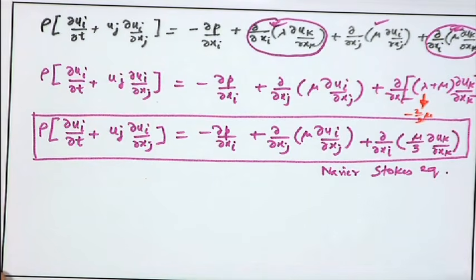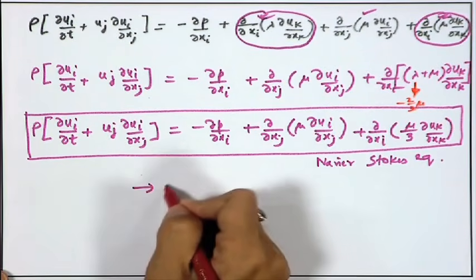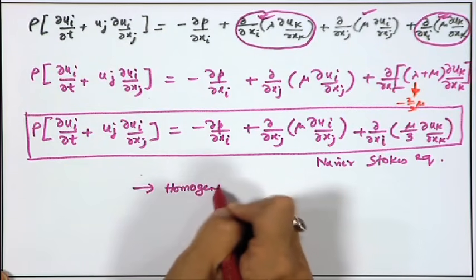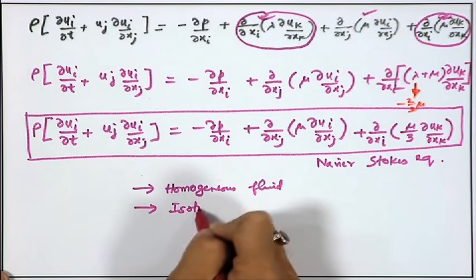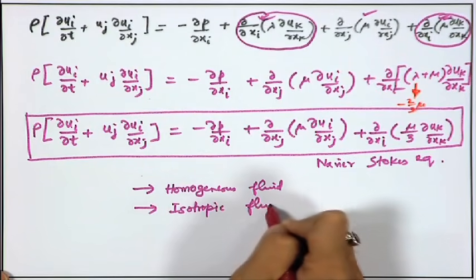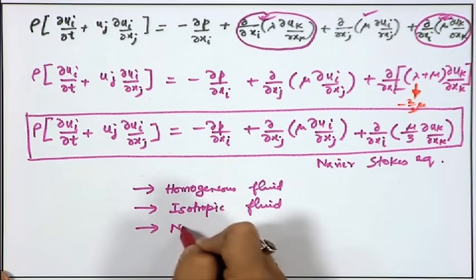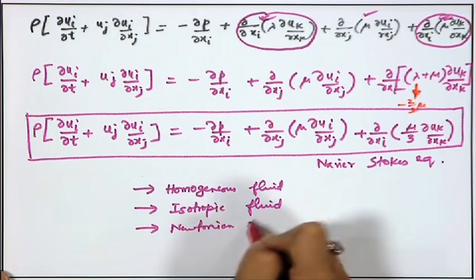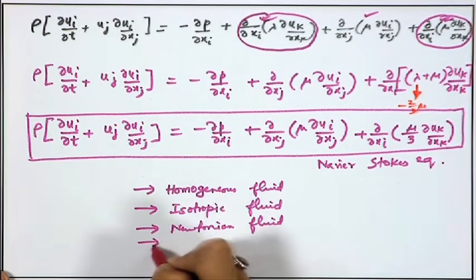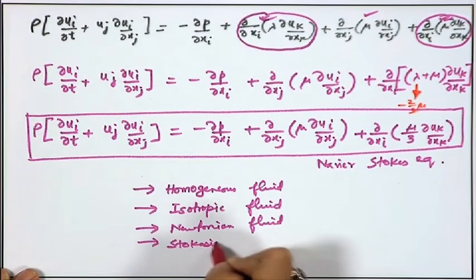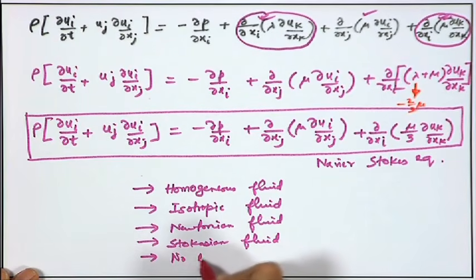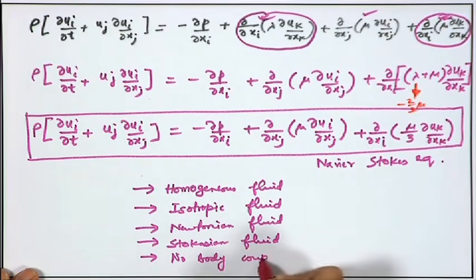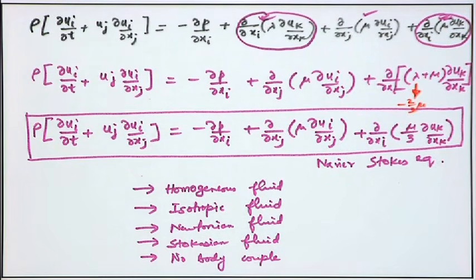So, what are the assumptions that we have taken for this equation? Homogeneous fluid, isotropic fluid, Newtonian fluid, Stokesian fluid, and no body couple. So, these are the assumptions that we have made. Where does the body couple come into the picture?